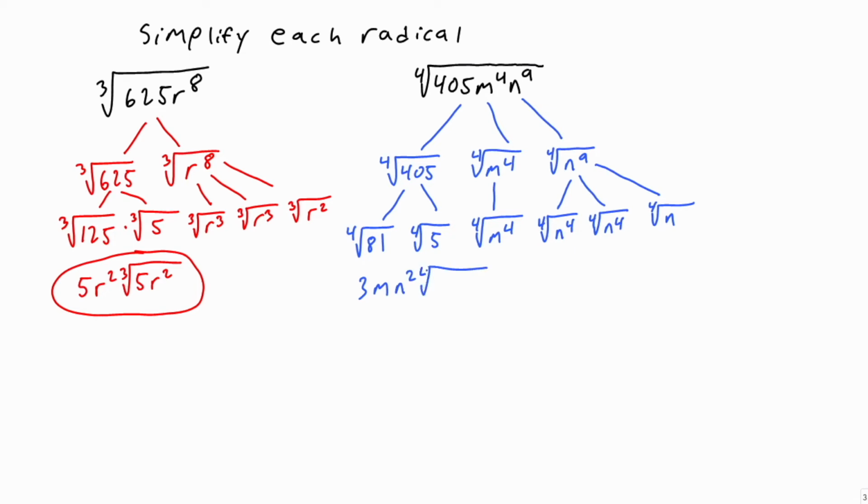And then the 4th root, everything else is under the 4th root. That'll be 5n. And this is our answer.